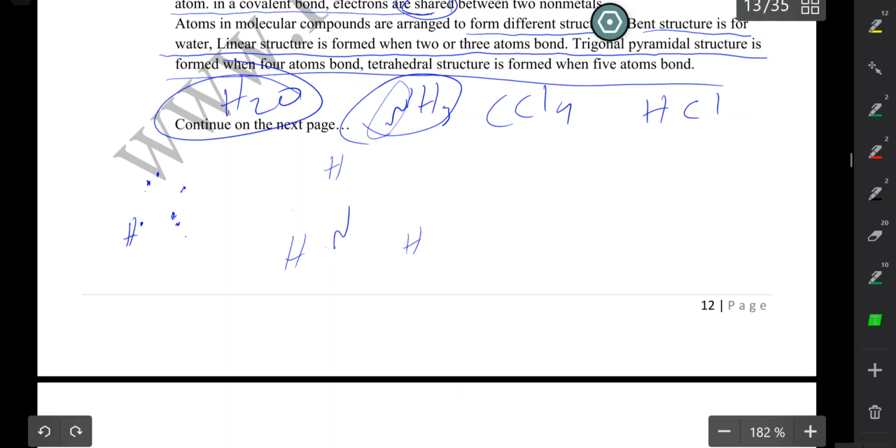So here are the 3 valence electrons. This one will face that hydrogen here. This one will face this hydrogen here. This one will face this hydrogen here.